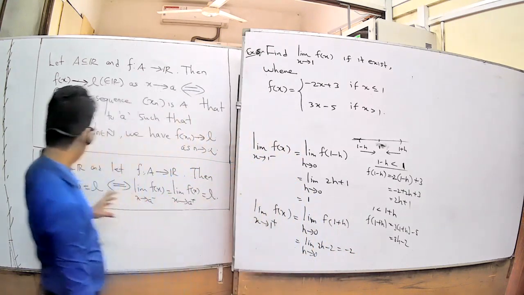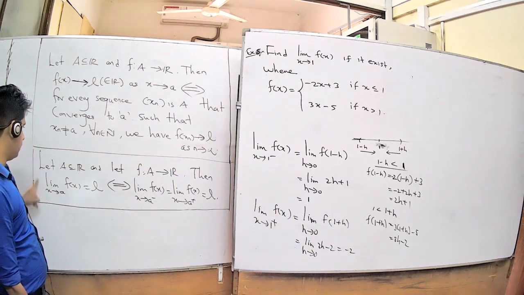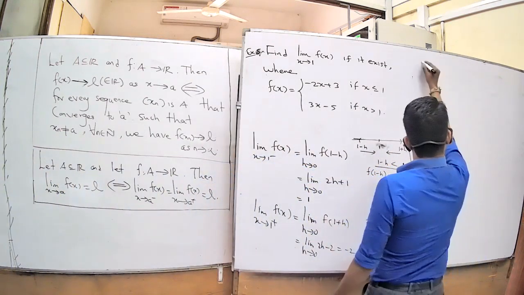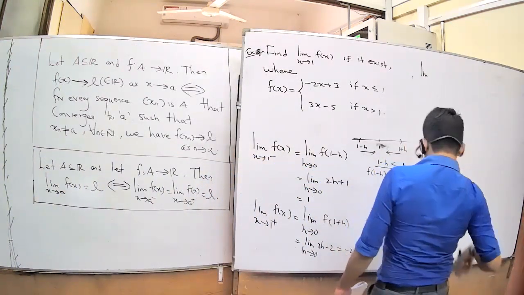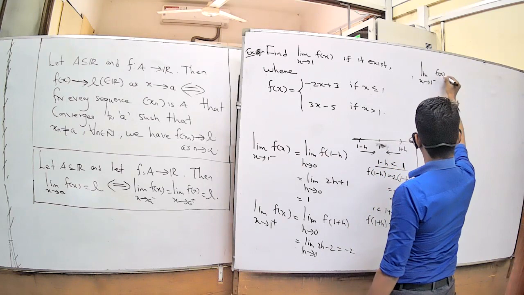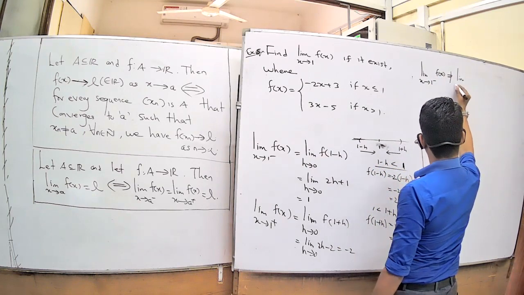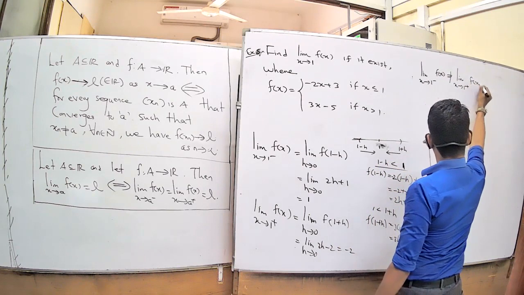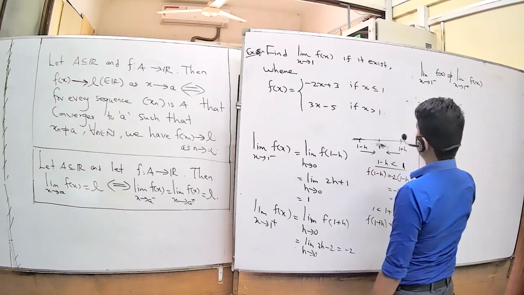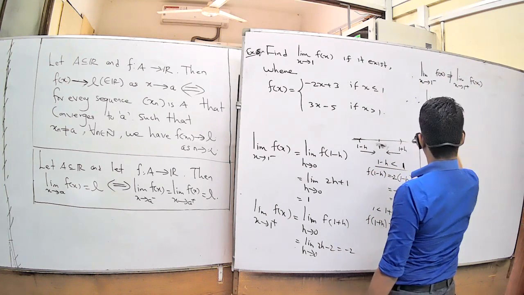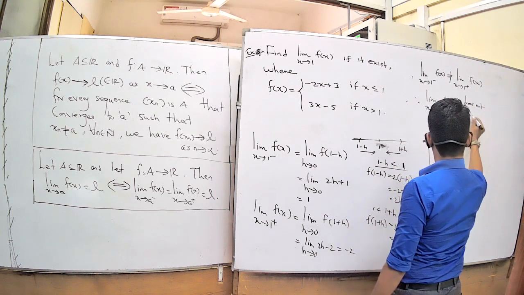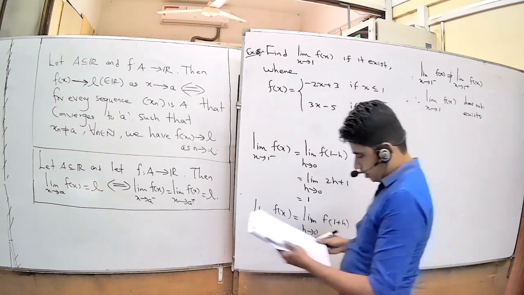Therefore, using this theorem, we can say that this limit does not exist, because left limit and right limit are not equal. Limit of f of x as x tends to 1 minus is not equal to limit of f of x as x tends to 1 plus. Left limit and right limit both are not equal. Therefore, this limit of f of x as x tends to 1 does not exist.